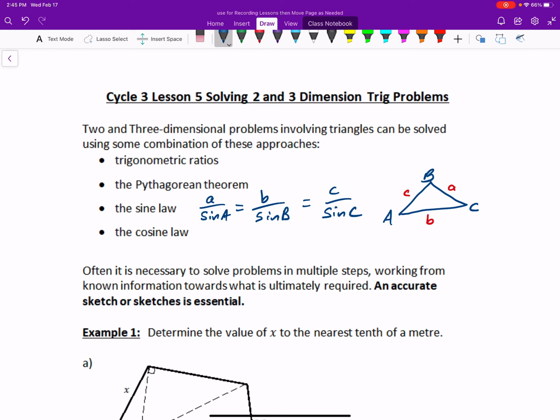So z, using the sine law, little z, is going to be over sine 80, because these things always go in sine 80.